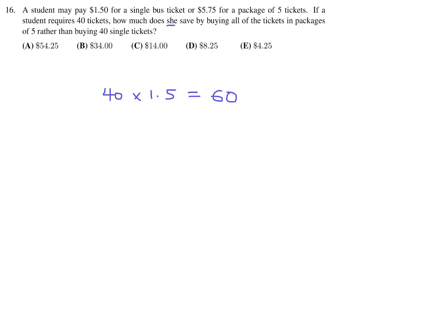But if she utilizes the package deal, then first and foremost, she wants to buy 40 tickets, right? Each package has 5 tickets. So 40 divided by 5, she's got to buy 8 packages. All right, 8 packages. Each package costs $5.75. So when you multiply 8 by 5.75, you get $46. So 60 versus 46, so it would be a savings of $14 if she utilizes the package deal. So number 16, the answer is C.